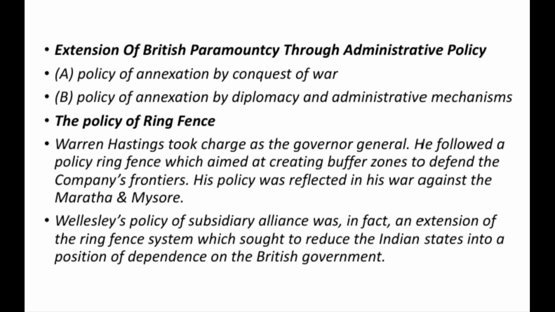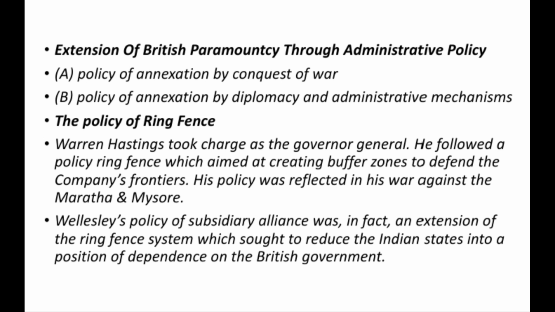Now the extension of British paramountcy through administrative policies. The process of imperial expansion and consolidation of British paramountcy was carried on by the Company during the 1757 to 1857 period through a twofold model: A, the policy of annexation by conquest of war, and B, the policy of annexation by diplomacy and administrative mechanisms.